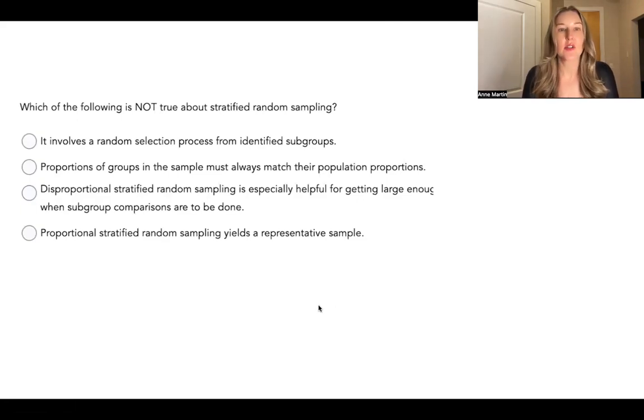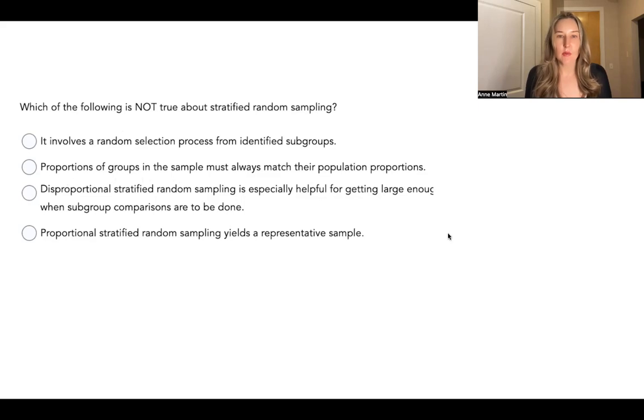Okay, so the next one is about stratified random sampling, which one is not true. Stratified random sampling is a method where you've chunked the population into different chunks, and then you randomly sample within them. So here we see it involves a random selection process from identified subgroups. Yes, that's true. So you identify the subgroups and then you randomly sample. Since that's true, that's not the answer.